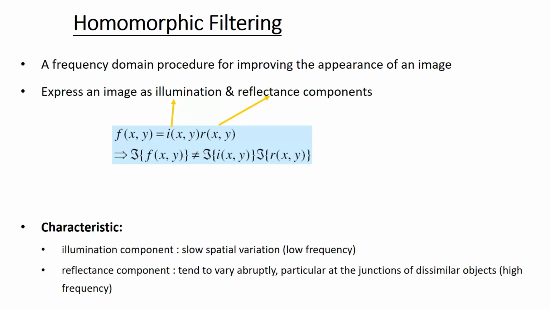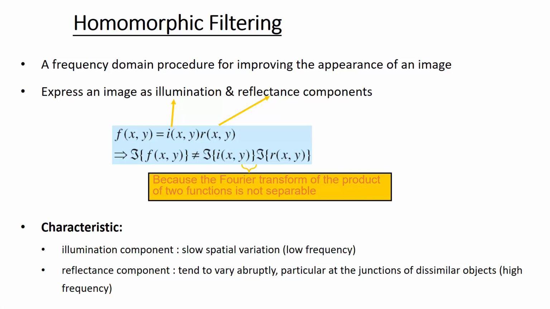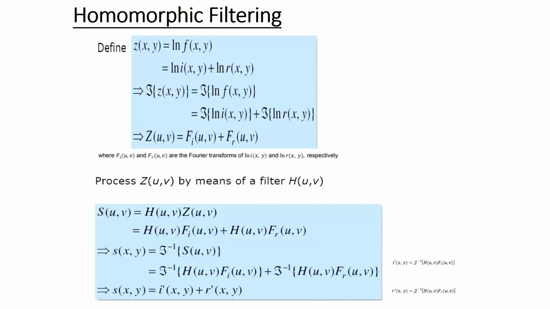Now we want to manipulate either the illumination component or the reflectance component. For that we need to perform individual operations on the reflectance component or the illumination component. If we take the Fourier transform of an input image f of x comma y, it becomes F of u comma v, which is not equal to the product of the Fourier transforms of the individual components i of x comma y and r of x comma y, because the Fourier transform of the product of two functions is not separable.